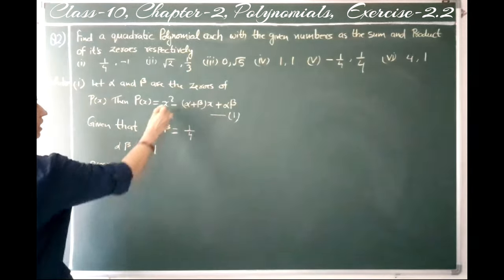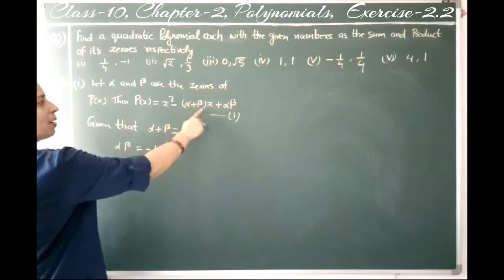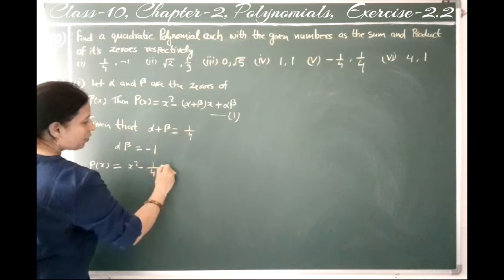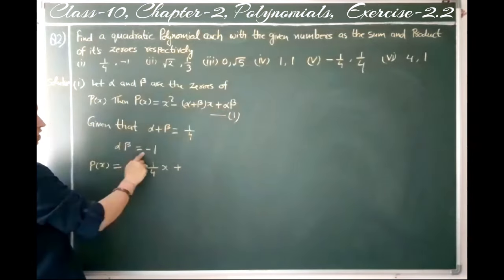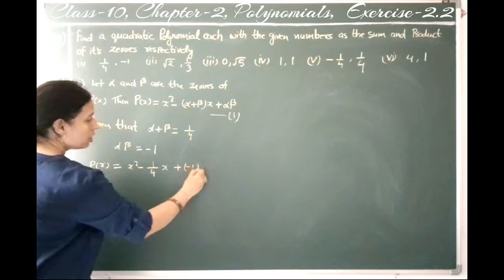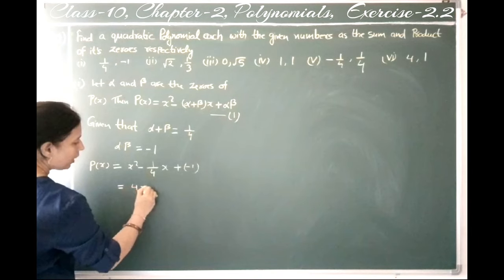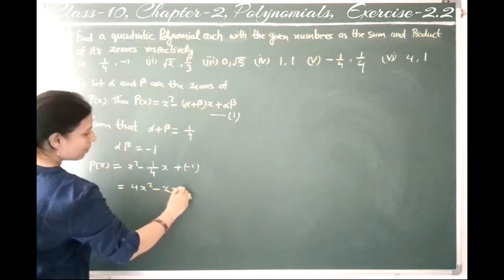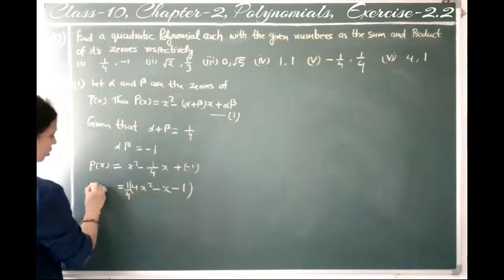Then Px, quadratic polynomial will be, write this one, x square minus alpha plus beta. Alpha plus beta is equal to 1 by 4. 1 by 4 x plus alpha beta, and alpha beta is equal to minus 1. So we can write right here 4x square minus x, minus and plus become minus 1 into 1 by 4.